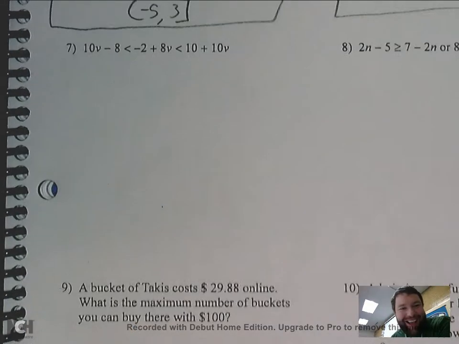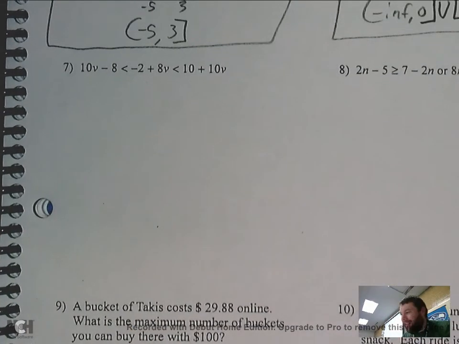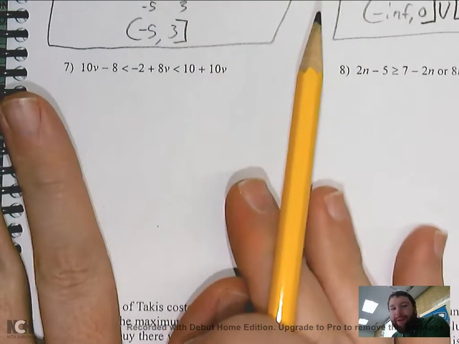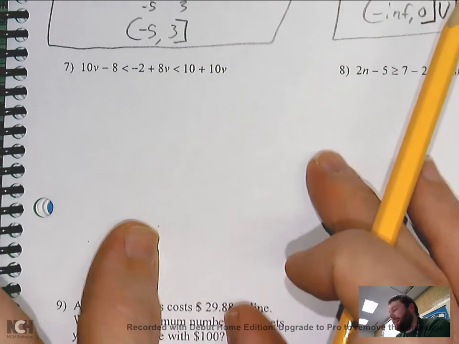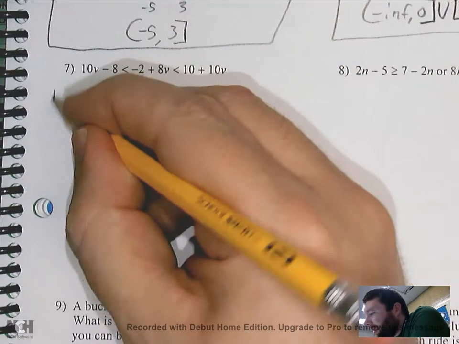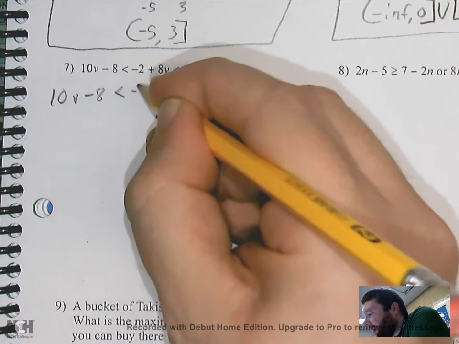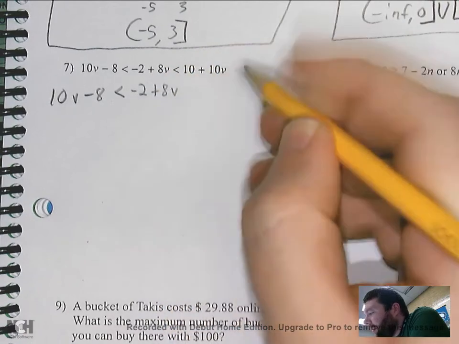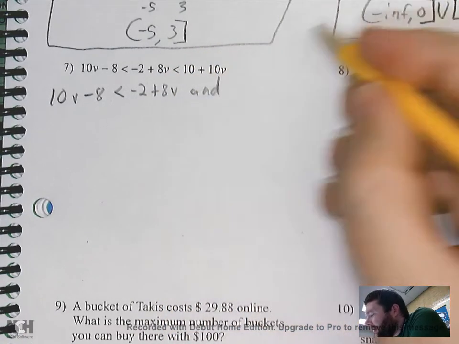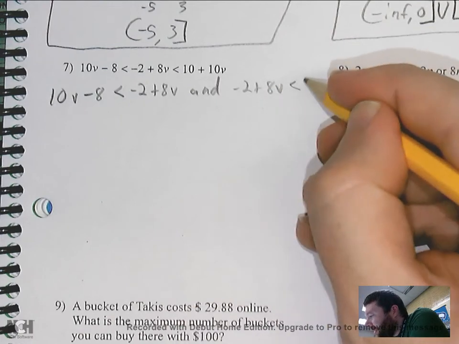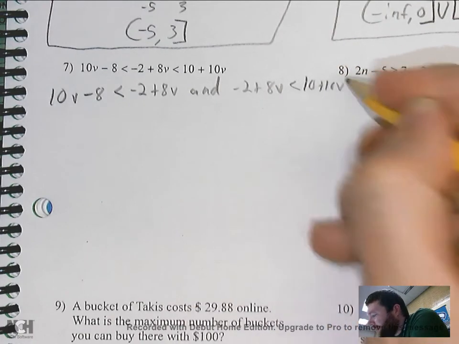Okay. Number 8. These are where we get into the multi-step. We got variables on both sides, all that fun stuff. Again, just like the problem above it here, the first thing you want to do is split this when it's combined like this. Split it into 2 different problems. So 10v minus 8 is less than negative 2 plus 8v. And negative 2 plus 8v is less than 10 plus 10v.